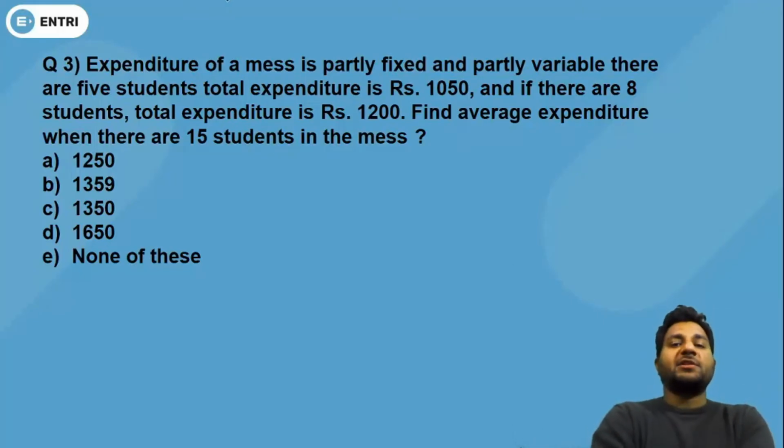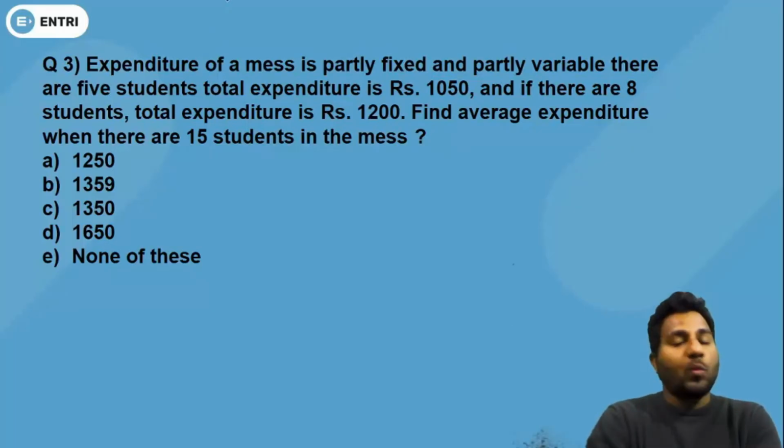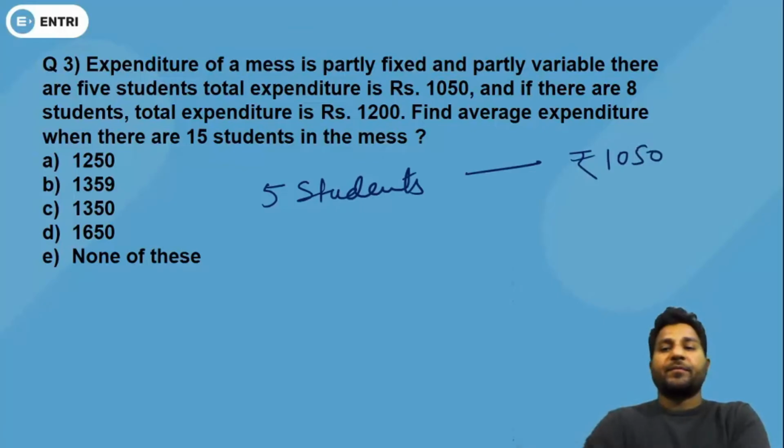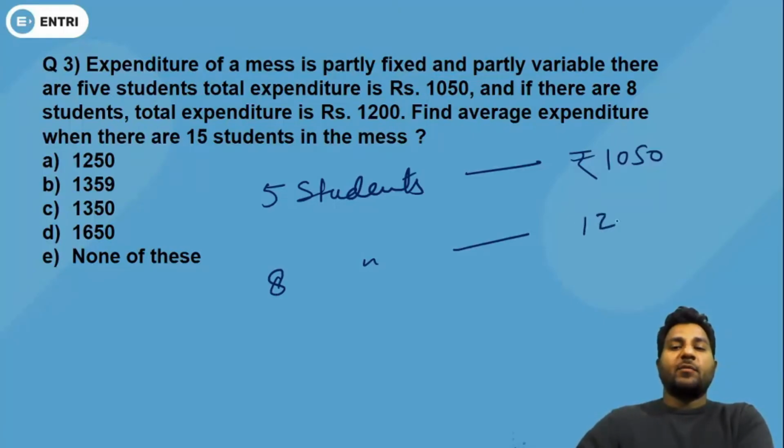Look at this. The expenditure of a mess is partly fixed and partly variable. There are 5 students, and the total expenditure for 5 students is 1050. If there are 8 students, this expenditure will become 1200. Find the average expenditure when there are 15 students in the mess.